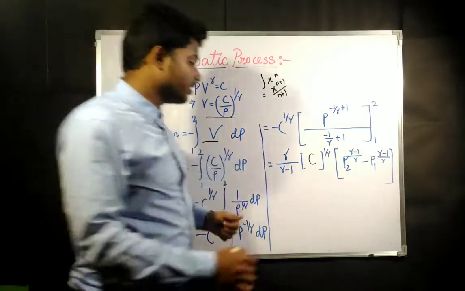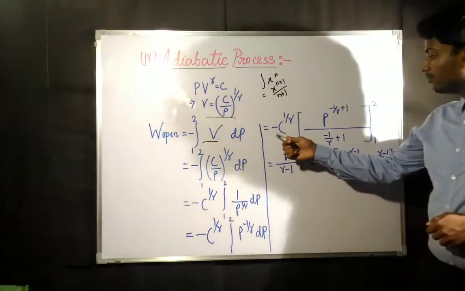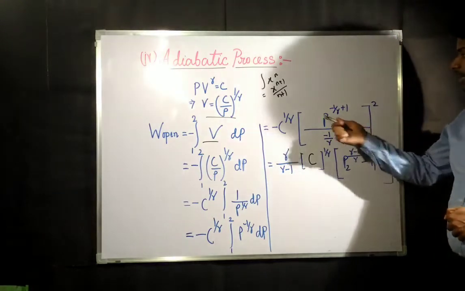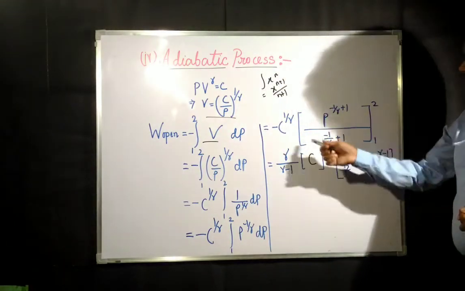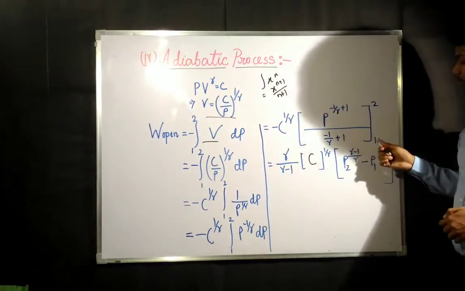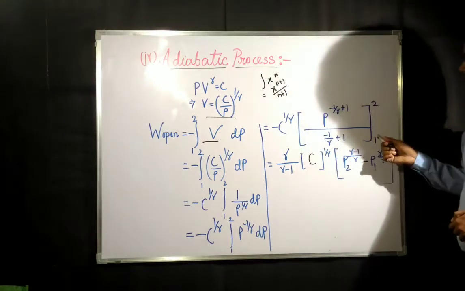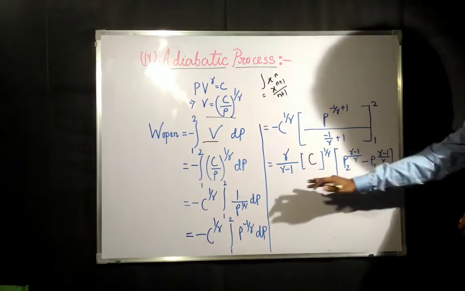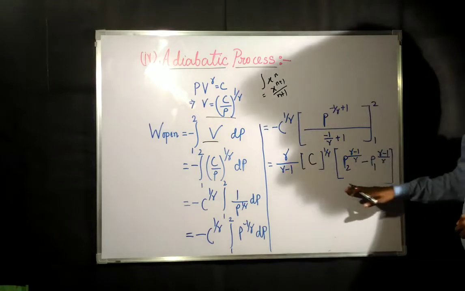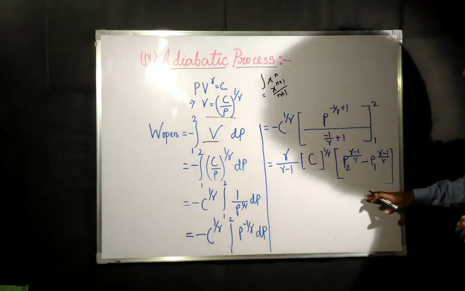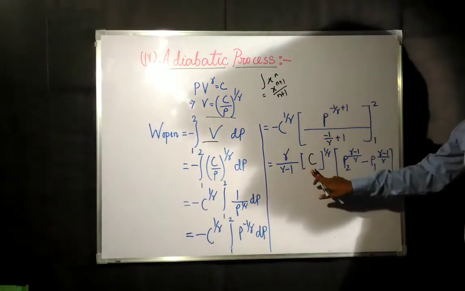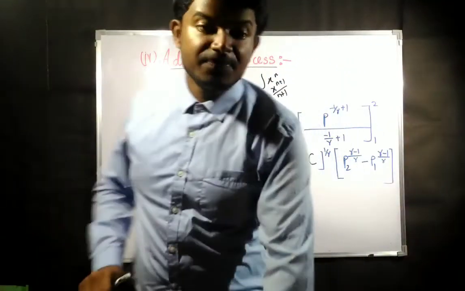So this will be written as this one: minus C to the power 1 by gamma, and according to this formula, the integration will be like this, from point 1 to 2. If we substitute points 1 and 2, this is going to be the expression. Now we have kept it as C here.